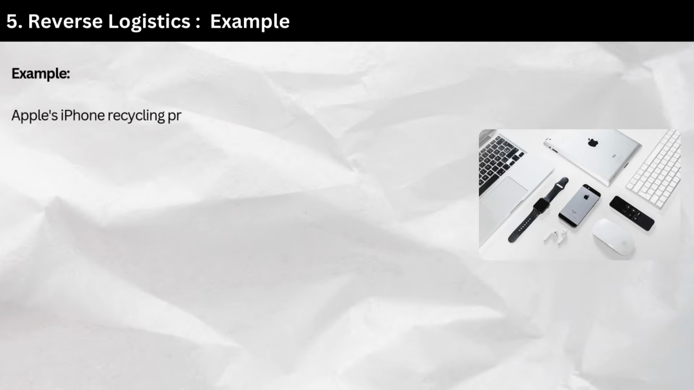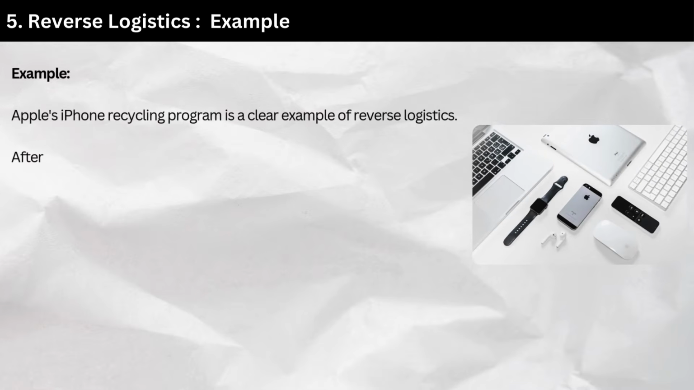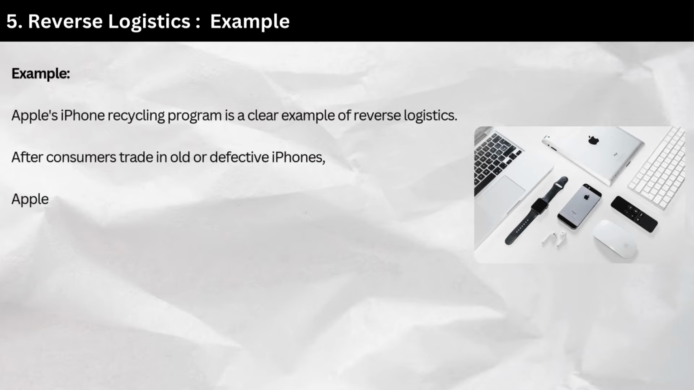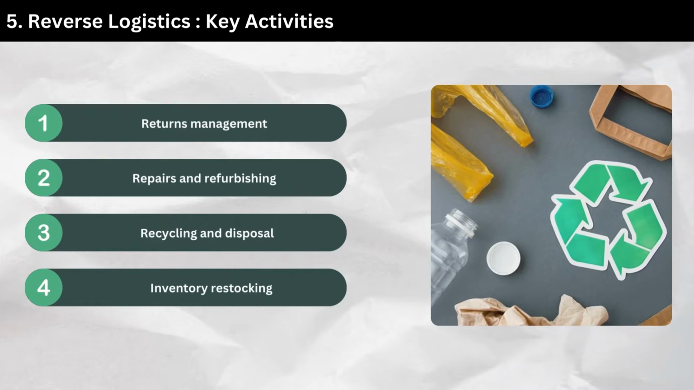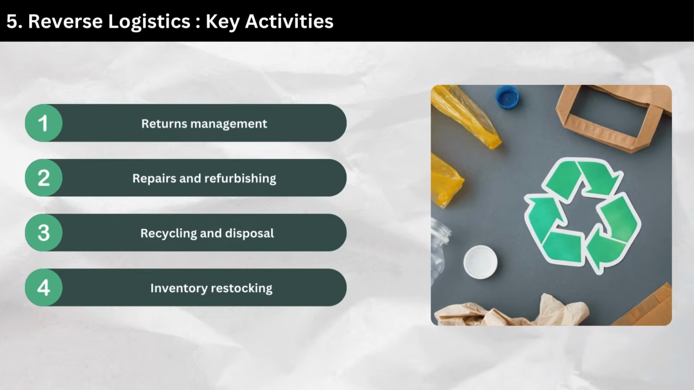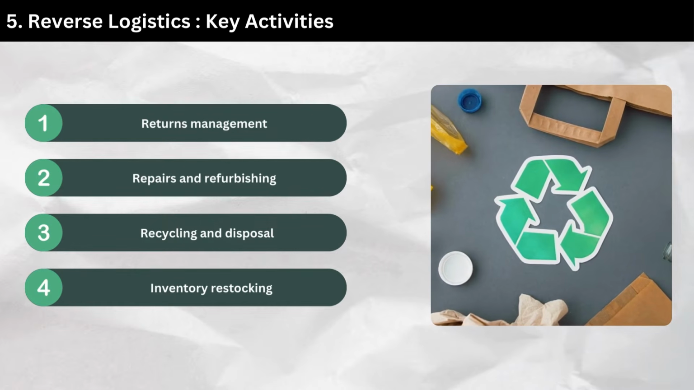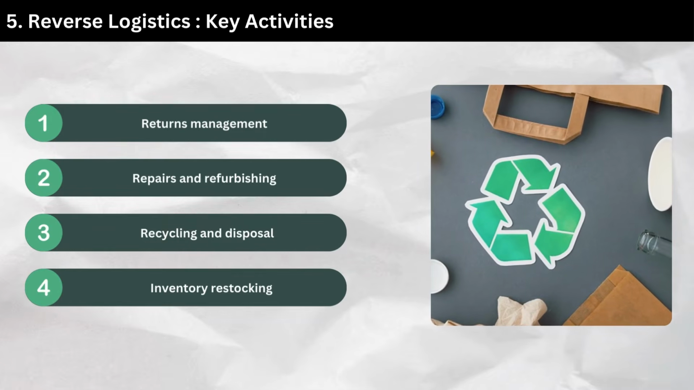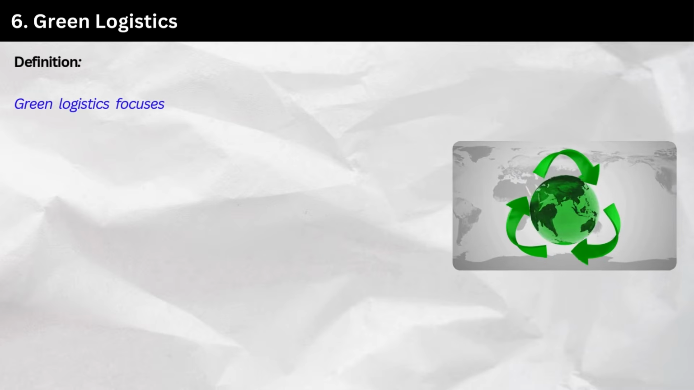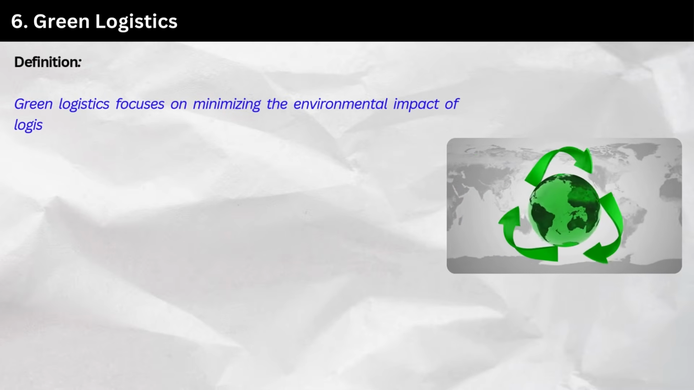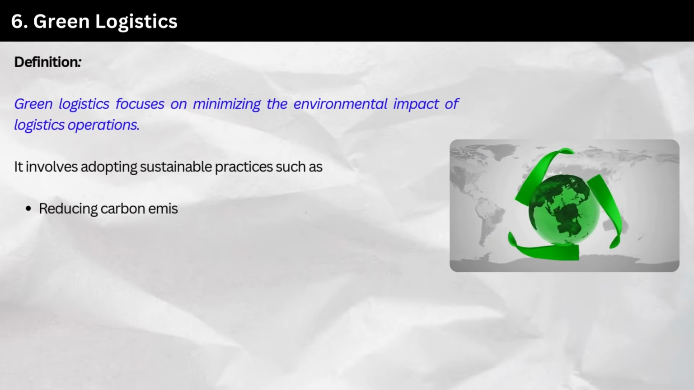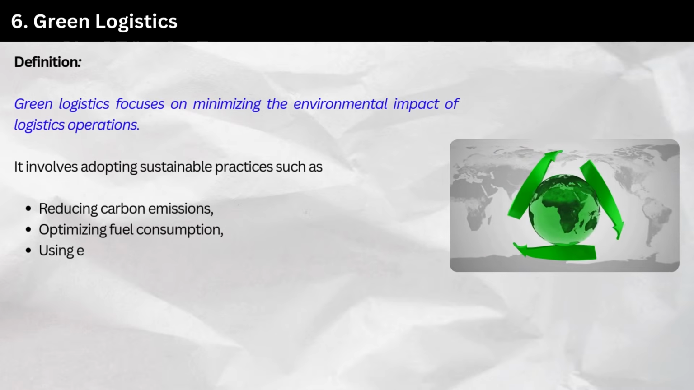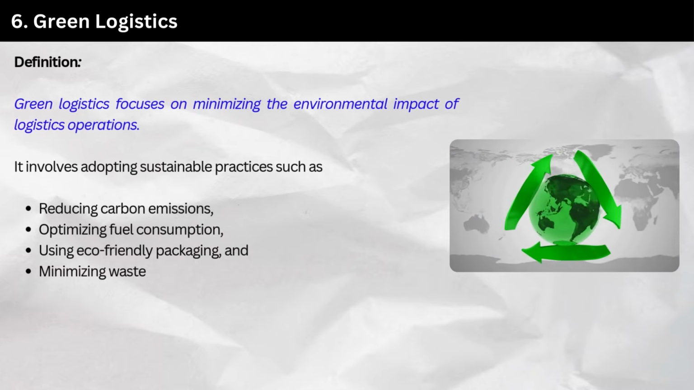Example. Apple's iPhone recycling program is a clear example of reverse logistics. After consumers trade in old or defective iPhones, Apple collects and processes these devices, ensuring that valuable components are reused or safely recycled. Key activities. Returns management. Repairs and refurbishing. Recycling and disposal. Inventory restocking. 6. Green logistics. Definition. Green logistics focuses on minimizing the environmental impact of logistics operations. It involves adopting sustainable practices such as reducing carbon emissions, optimizing fuel consumption, using eco-friendly packaging, and minimizing waste in the logistics process.